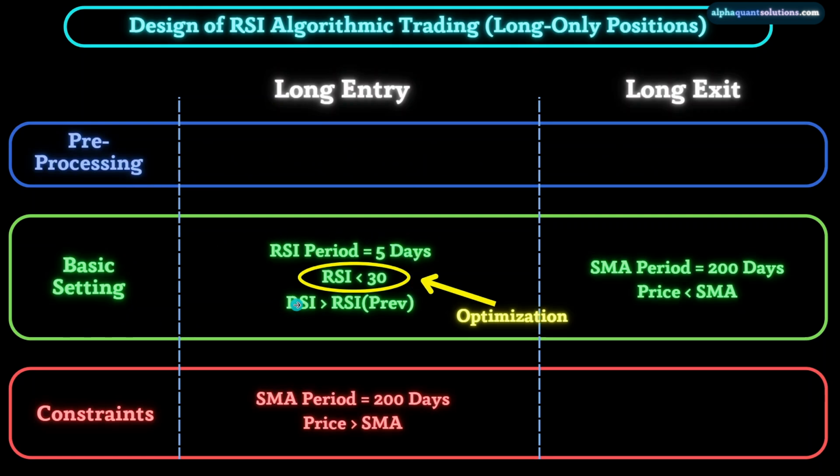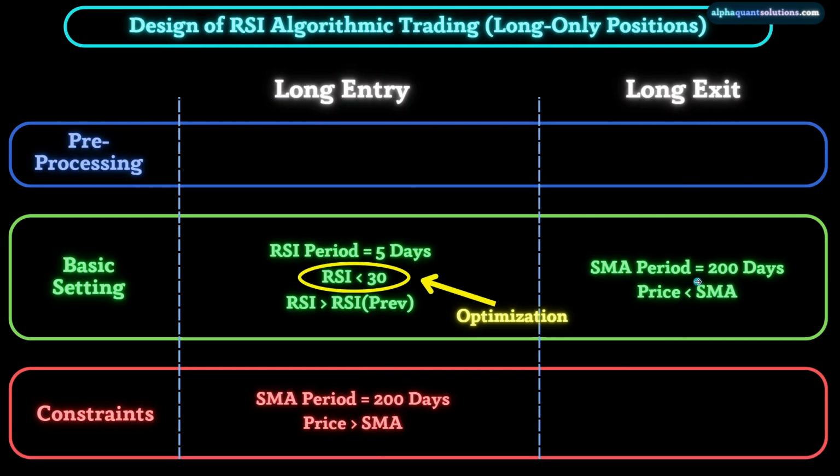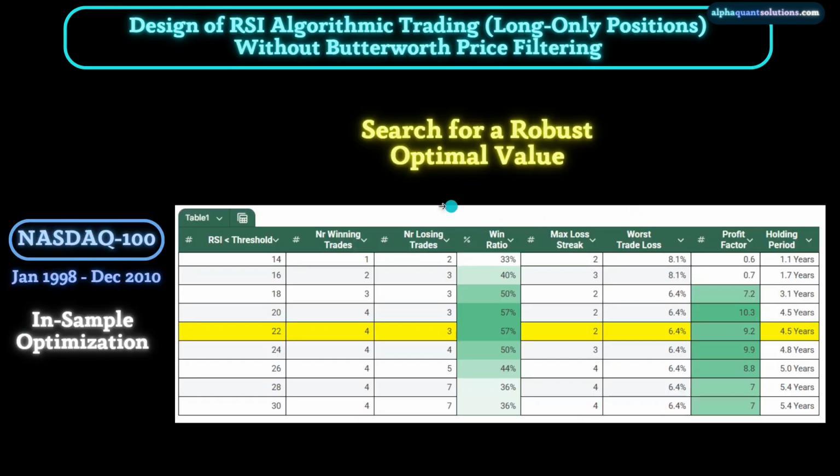For the basic setting of the algorithm, what are we going to do? We keep the RSI at 5 days. We keep the same logic that when there is an uptick in RSI, then it's an entry point. But we will now optimize this RSI threshold of 30. We will try to see whether other values can deliver a higher performance of the algorithm. For the rest, for the SMA part, whether in the constraint for the long entry or for the exit, we'll keep it as it was. So we'll keep it to 200 days. And if we do this, let's have a look at now how to optimize the RSI threshold.